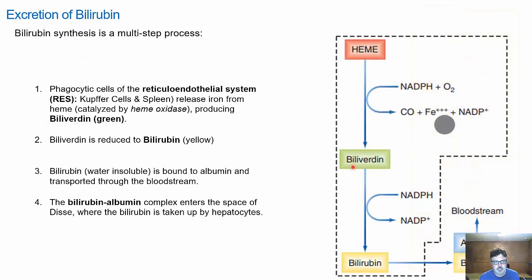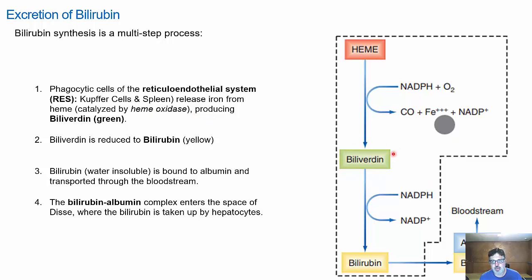Getting rid of the bilirubin is a multi-step process. It starts with the cells of the reticuloendothelial system, or the RES. These will be primarily your Kupffer cells and the macrophages in the spleen. They release the iron from the heme, and there's a special enzyme in here, heme oxygenase, that can release that iron. That's going to then give us our biliverdin.